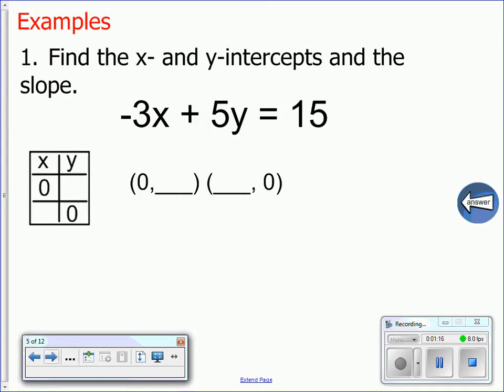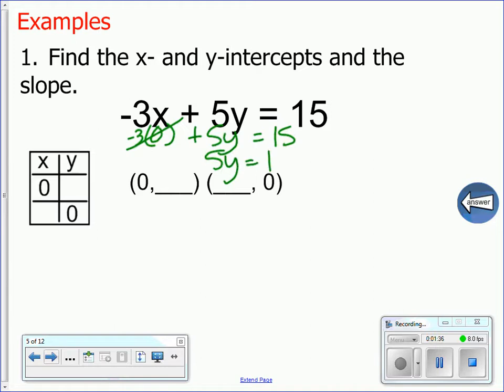So some examples: find the x and y-intercepts and the slope. So the x and y-intercepts, remember this is where we put in 0 for x, so -3 times 0, plus 5y equals 15, so that's 0, so I get 5y equals 15. I divide both sides by 5, and I get y is equal to 3.